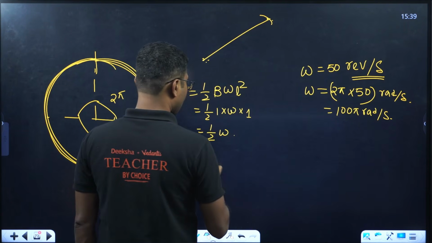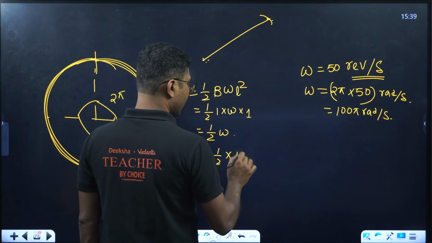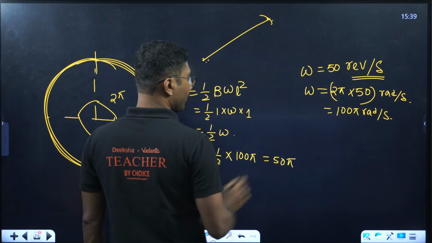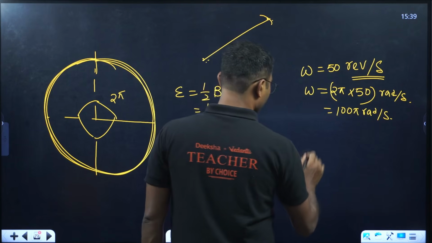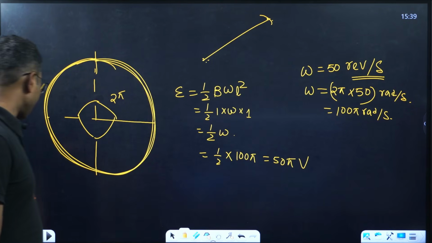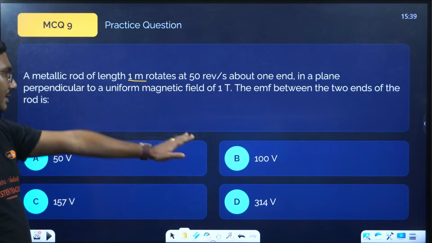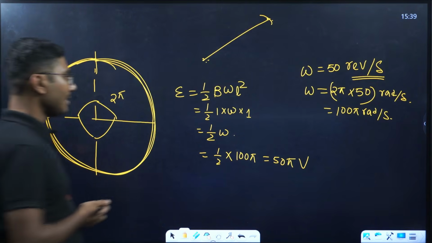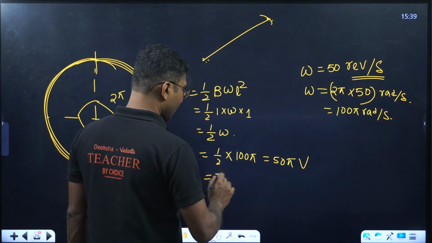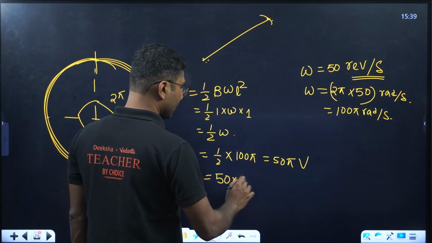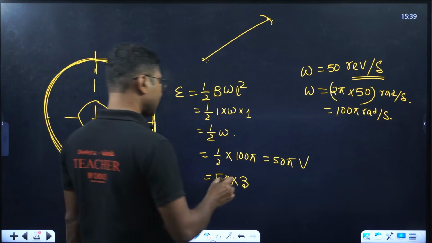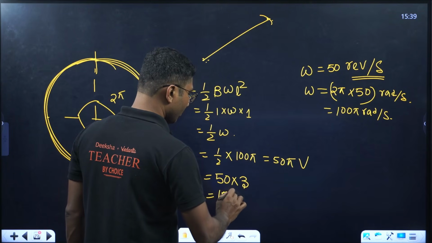So it becomes half into 100 pi, or 50 pi volt. Now if you see the options, I don't think 50 pi is given in any of the options. So what you need to do is multiply. How to multiply? 50 into, I told you, if nothing is given, take pi as 3. Multiply, you will get 150 volt.